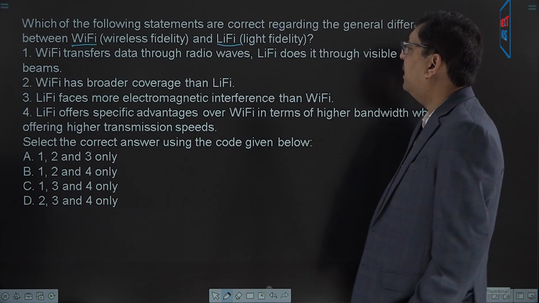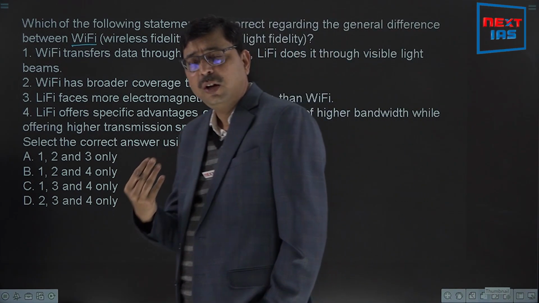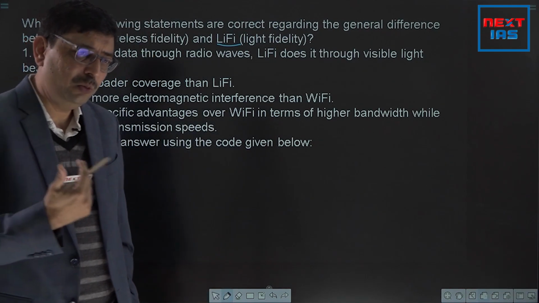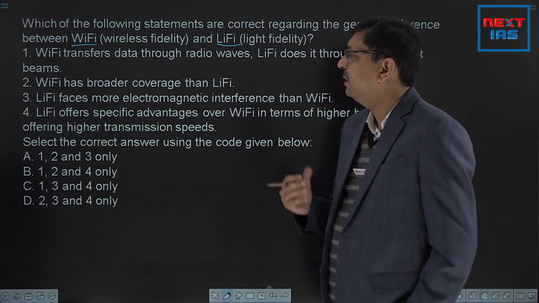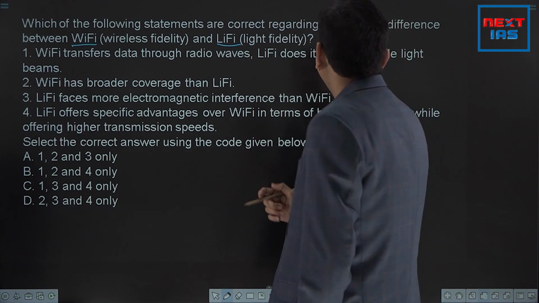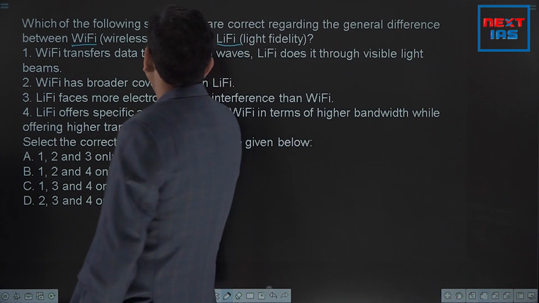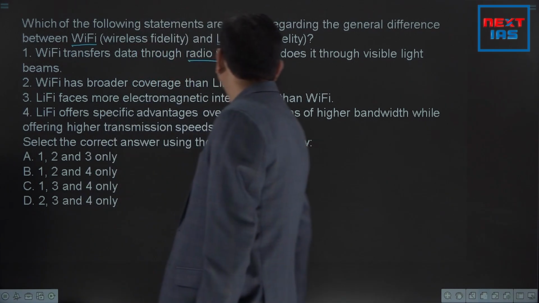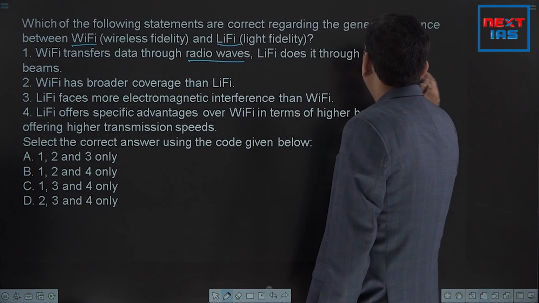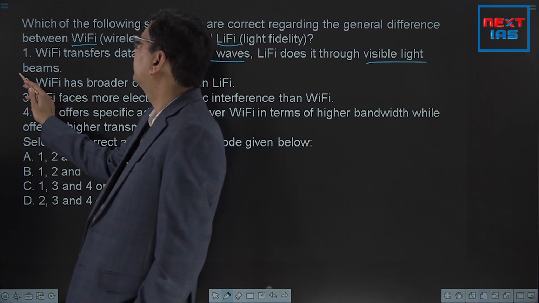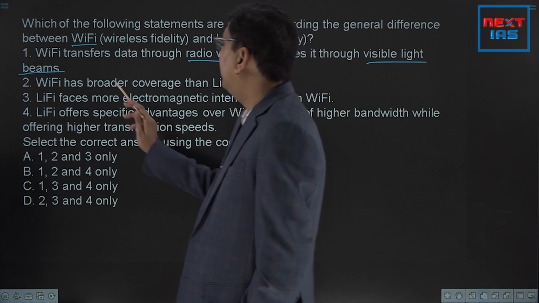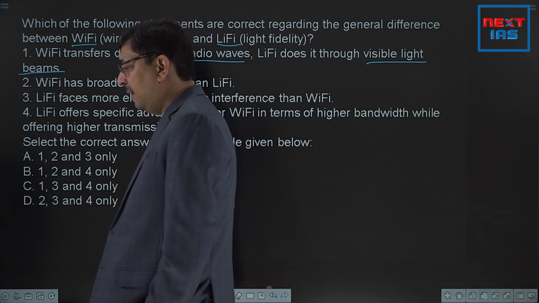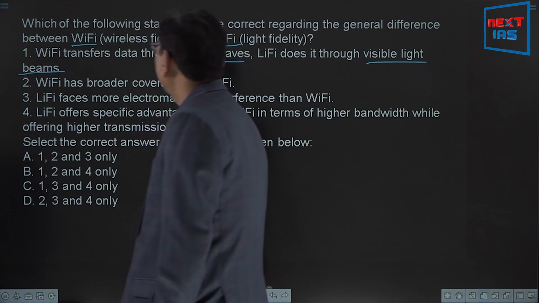Wi-Fi is wireless fidelity, LiFi is light fidelity. In Wi-Fi, we use 2.4 gigahertz radio waves, and in light fidelity, we use visible light. So Wi-Fi transfers data through radio waves, yes. LiFi does it through visible light. Visible light means the lights like VIBGYOR. Wi-Fi has broader coverage than LiFi.